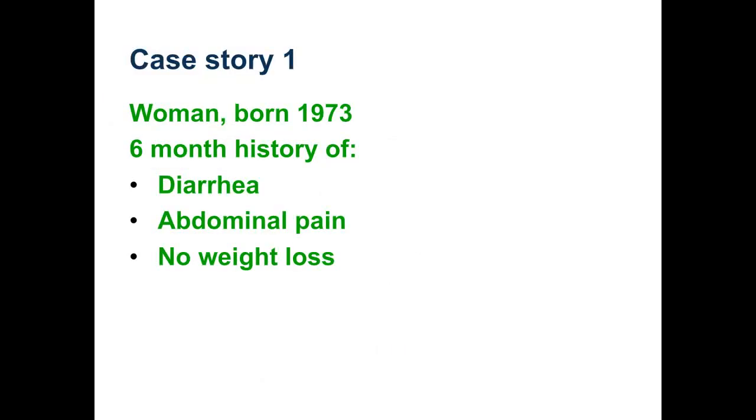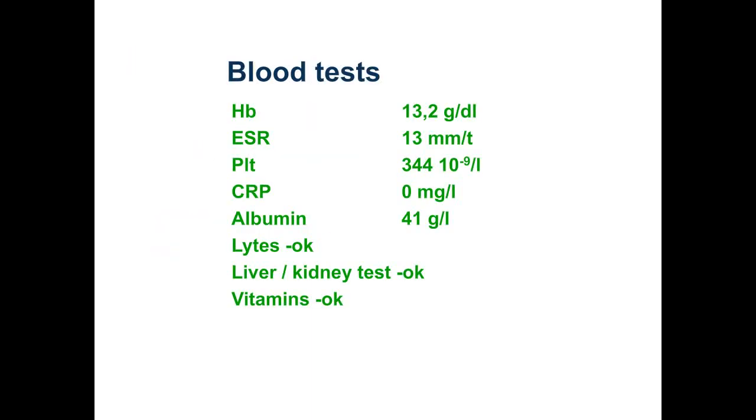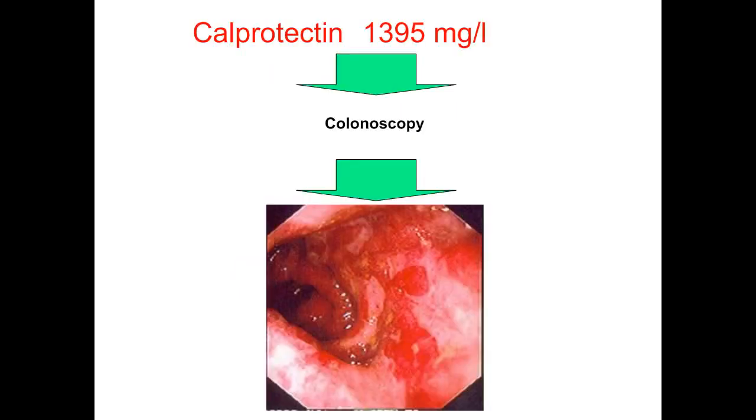So let's look at a case story here. This was a woman born in 1973. She had a 6-month history of diarrhea, abdominal pain, and no weight loss. So just diarrhea and abdominal pain would qualify for IBS. Her blood tests were perfect: normal hemoglobin, normal SED-rate, normal platelets, CRP of 0, normal albumin, normal electrolytes, liver and kidney tests, and vitamins. Now, Calprotectin was 13.95.